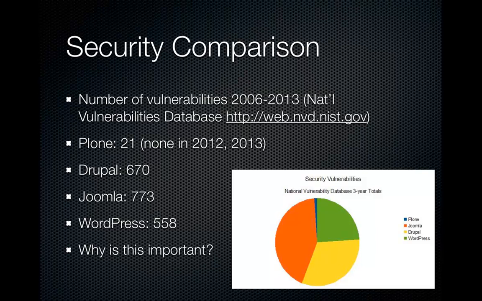And that pie chart there just kind of gives you a sense, relatively speaking, of the kinds of vulnerabilities there are in other systems, and Plone is that little blue sliver.